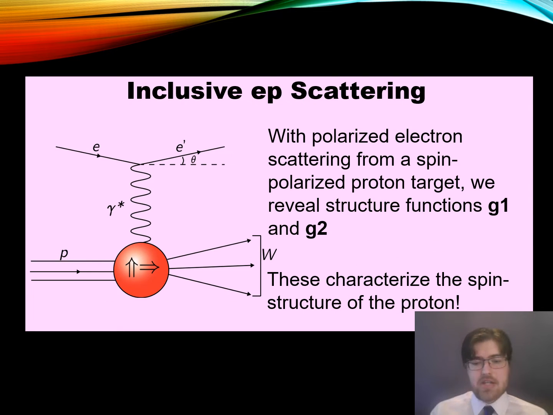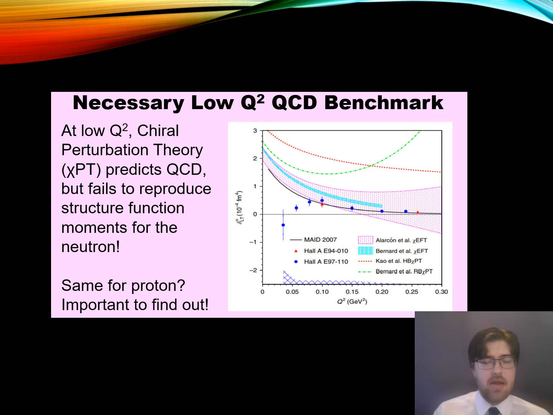We can actually access information about the proton spin structure through quantities called structure functions. With inclusive electron-proton scattering, a polarized electron beam, and a spin-polarized proton target, we can expand our cross-section in terms of these quantities g1 and g2, which characterize the spin structure of the proton. These structure functions are very important for understanding QCD, especially in the long-distance low Q² regime.